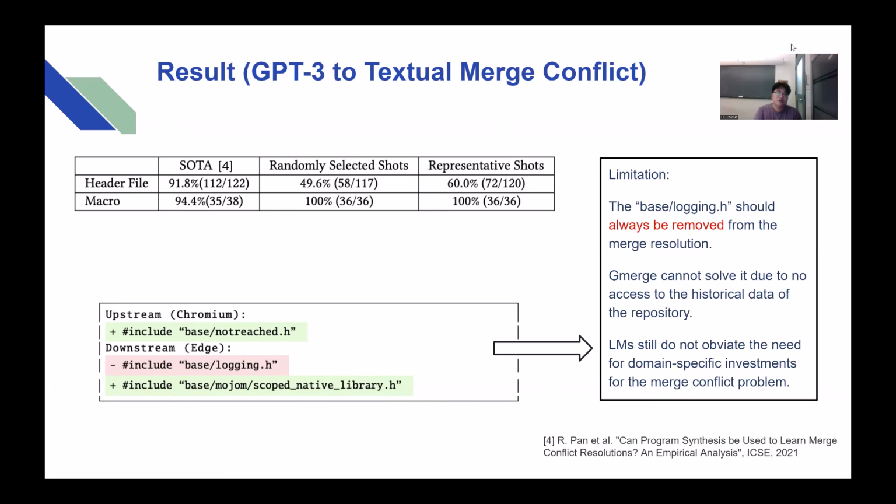GPT-3 didn't have this prior knowledge. The reason the existing work can solve this is that they invested in designing domain-specific languages to extract these rules for specific cases. So another lesson we learned from this work is that using language models still does not alleviate the need for designing domain-specific languages or using domain-specific knowledge for this problem.